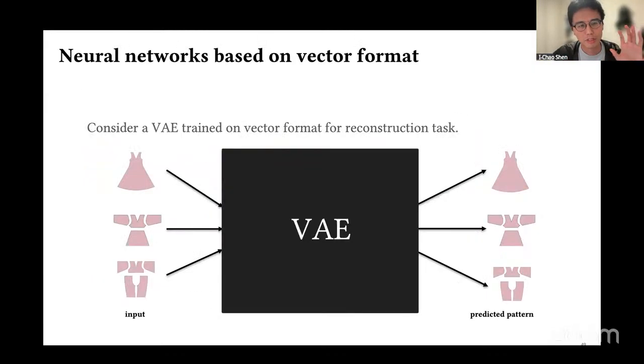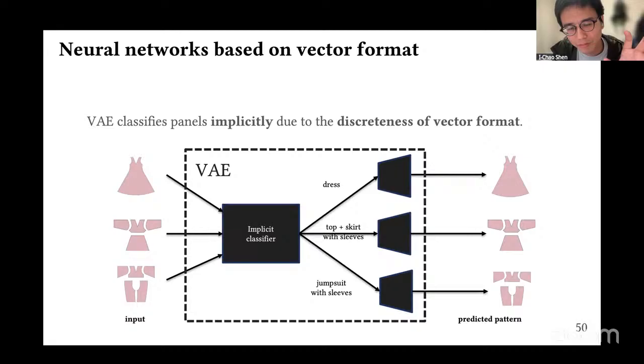A very simple way to understand some of the previous work is that they are trying to use a VAE or any other latent model to reconstruct this pattern. What they are doing implicitly is trying to classify what kind of garment this is, and then predicting the specific parameters inside.